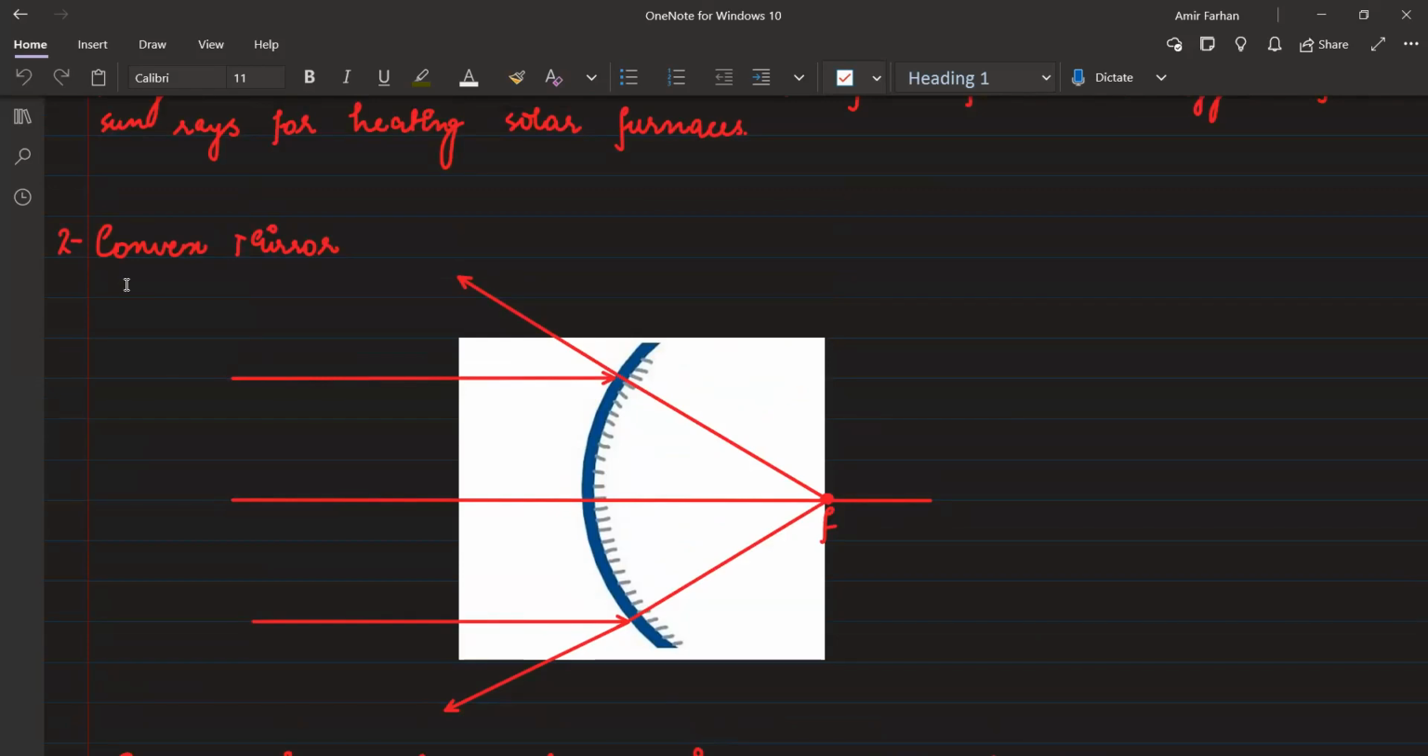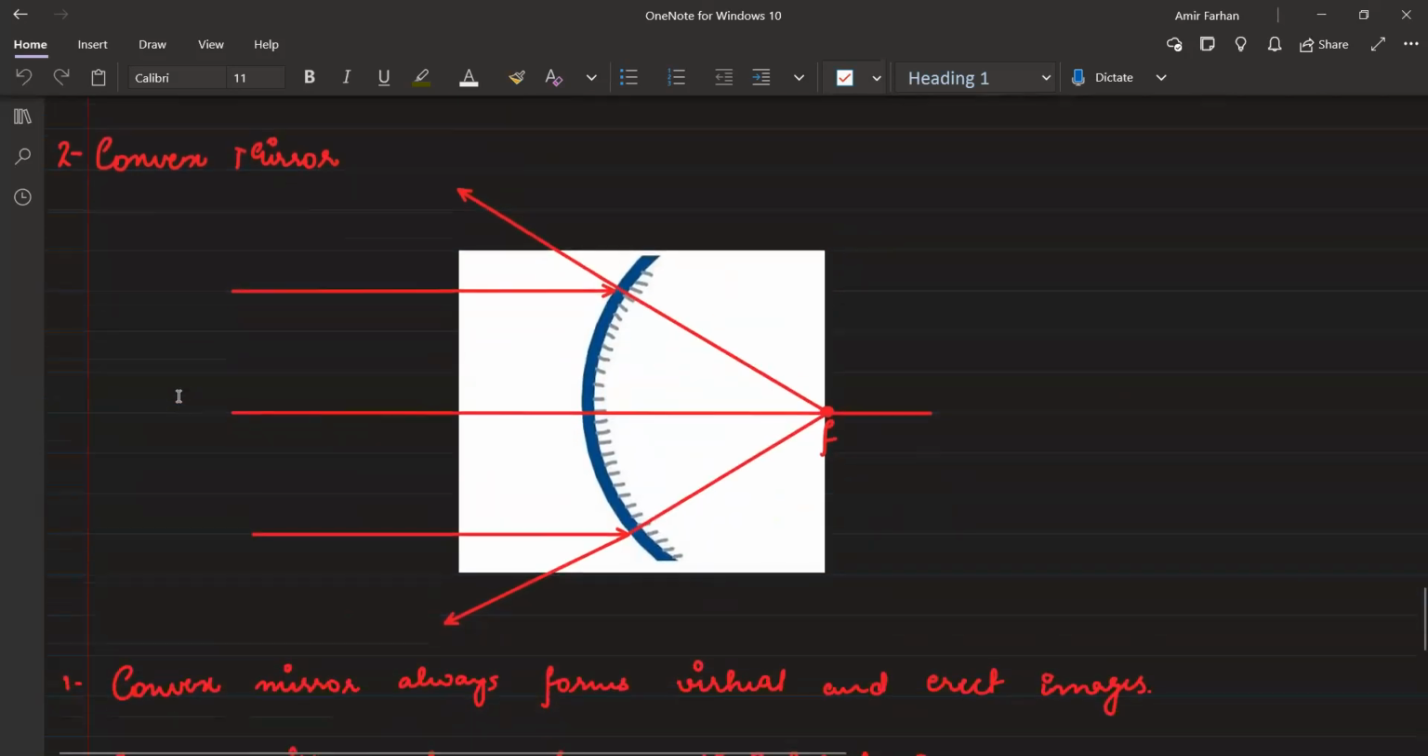Nabila, Arya, and Harshit. Harshit, you are not there, okay? I know. But don't worry about it. We will do everything from the start for the convex mirror as well, okay? Am I audible? Yeah, you are audible here. Yes, Nabila and Arya and Harshit, is this clear? Yes, sir.